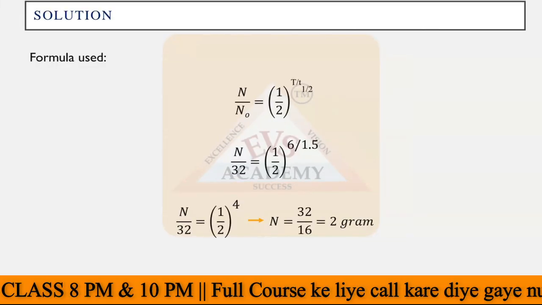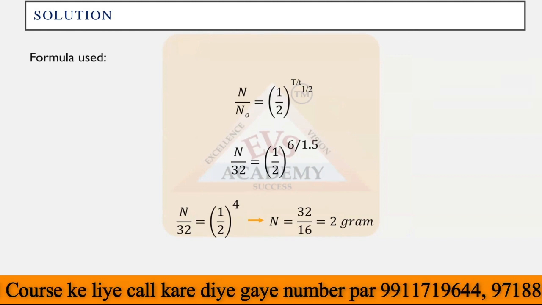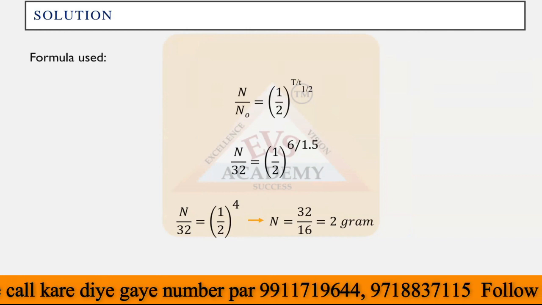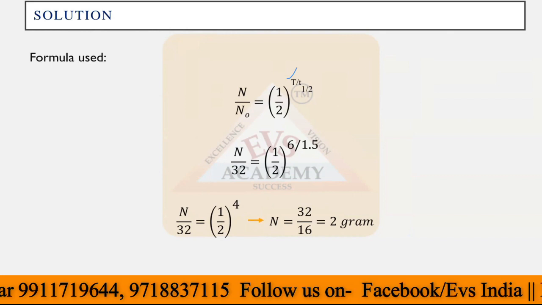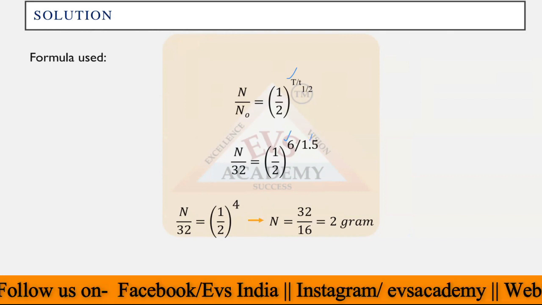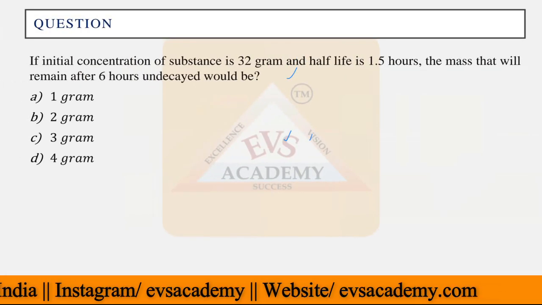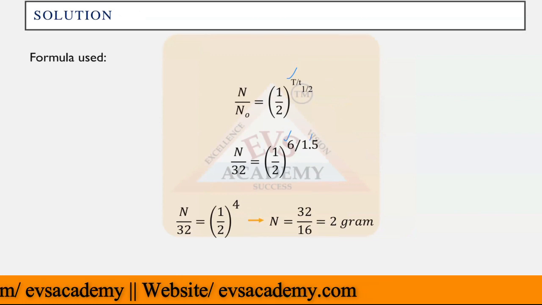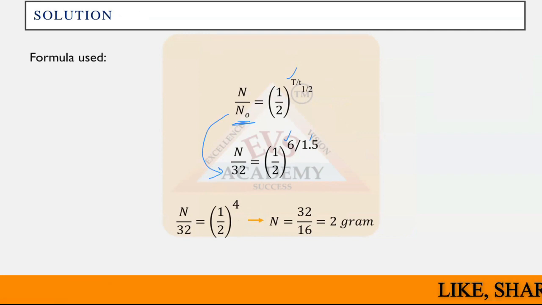So the formula we will use here is N divided by N naught, because the half-life is provided, equals 1 by 2 to the power T divided by T half. Capital T, the full time required for the reaction, is 6 hours, and T half is 1.5 hours. The initial amount was provided, that is 32 grams. So N divided by 32 is equal to 1 by 2 to the power 6 divided by 1.5.